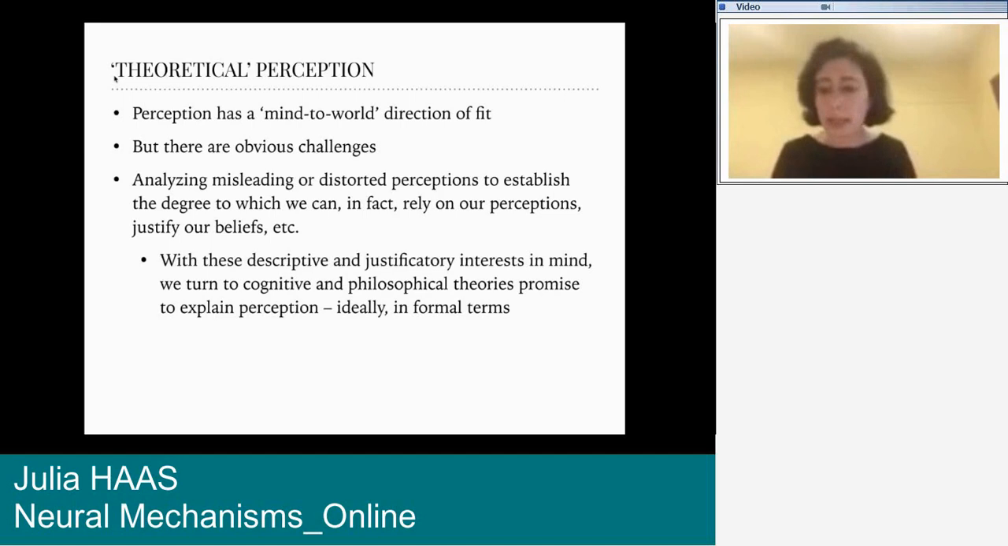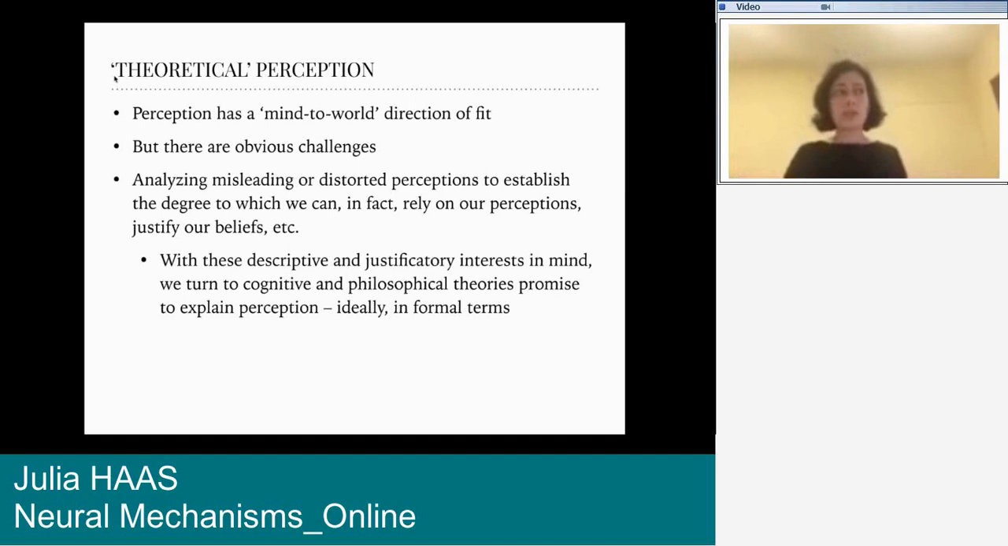One of the ways that we can figure out the contours of our perception is by looking at these misleading or distorted cases. We can look at things like hallucinations, things like binocular rivalry. Philosophers are interested in binocular rivalry because it's an interesting phenomenon, but also because we come to this puzzling case with all these descriptive and justificatory interests in mind.